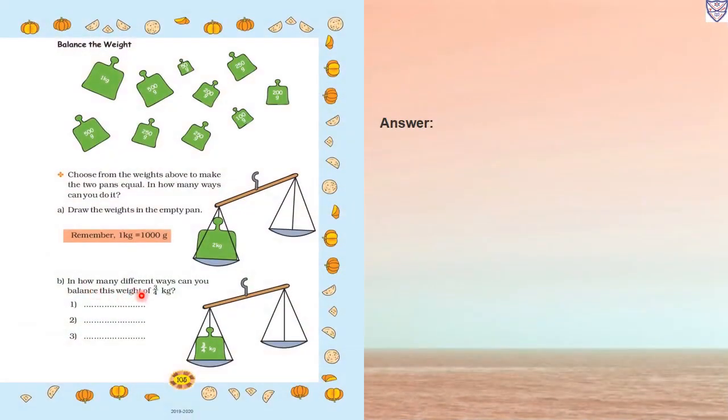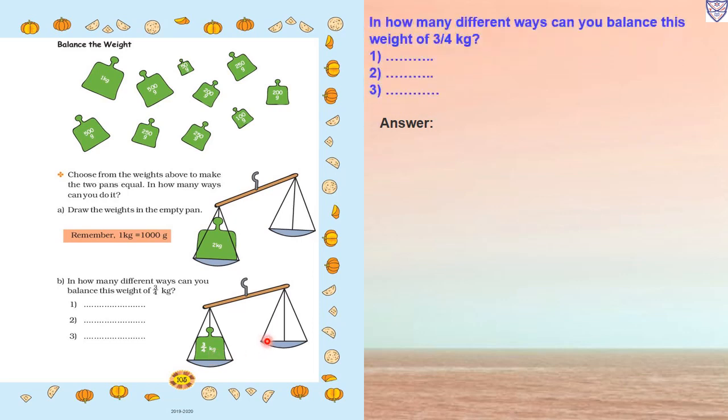In how many different ways can you balance this weight of 3/4 kg? Now this is 3/4 kg. We have to make it balance. 3/4 kg means, so 1 kg equals 1000 gram, that we know. So now we have to first find out 3/4 kg. So 1000 multiplied by 3 upon 4. So 1000 times 3 is 3000, divided by 4. So we will get 750 gram. So 3/4 kg of 1000 gram is 750 gram.